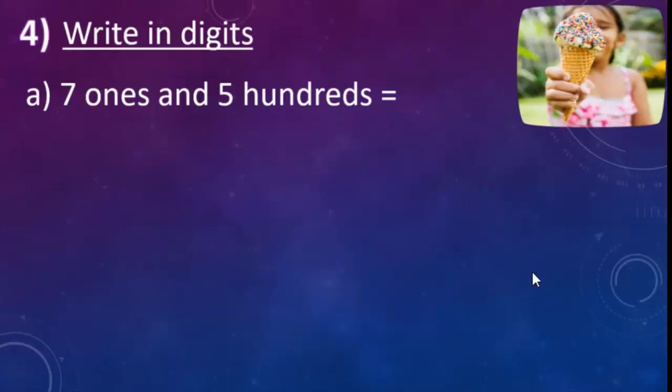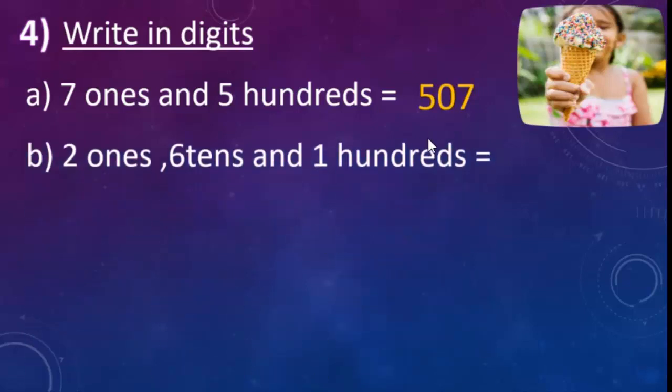Now write in digits 7 ones and 500s. Pay attention. We don't have a tenths digit here. So we will write 507. Put 0 in the tenths place. What about 2 ones, 6 tenths and 100? We will write 162. Well done.